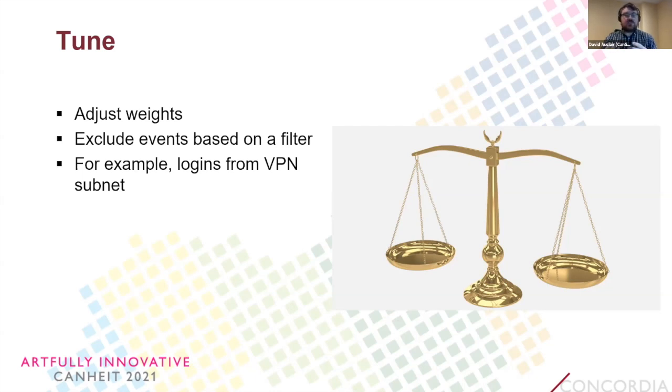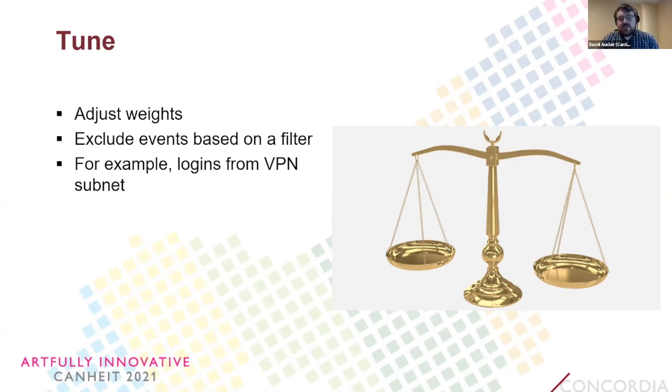You may also need to exclude certain events based on a filter. For example, if you're scoring based on geographic outliers, you would want to include VPN login data, but you might want to exclude logins from the VPN subnet, because the geographic outlier would show that it's occurring in 2 places, but really it's occurring where the VPN login happened.